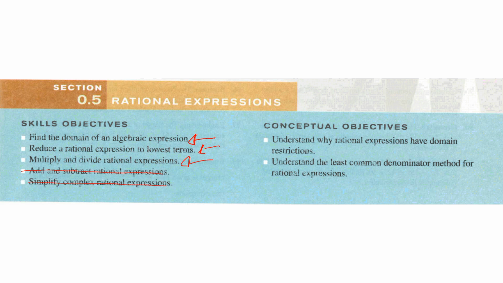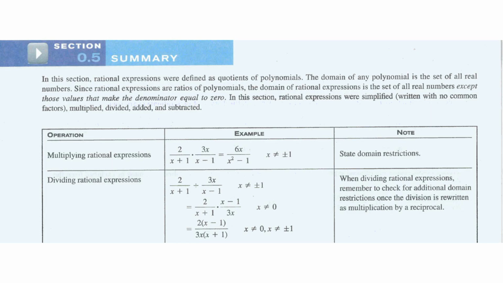All right, so big takeaways: understand why rational expressions have domain restrictions, and we'll understand the least common denominator method. You know what, actually, that's for adding and subtracting. No need for that one, so we'll get rid of that one. So one big takeaway: why do we have domain restrictions?